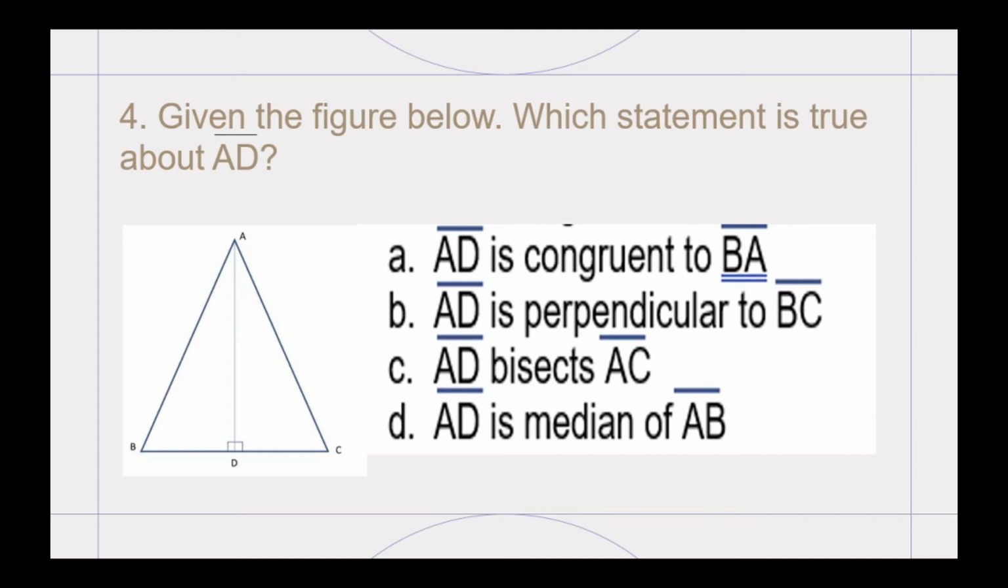Question number 4. Given the figure below, which statement is true about segment AD? Letter A, segment AD is congruent to segment BA. Letter B, segment AD is perpendicular to segment BC. Letter C, segment AD bisects segment AC. Or letter D, segment AD is median of segment AB.